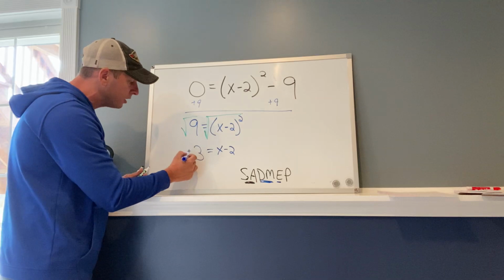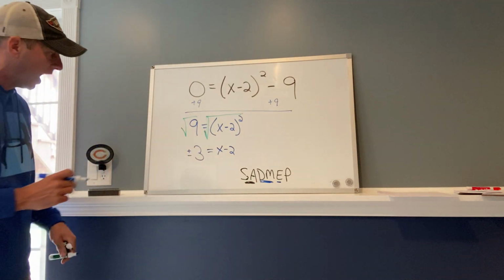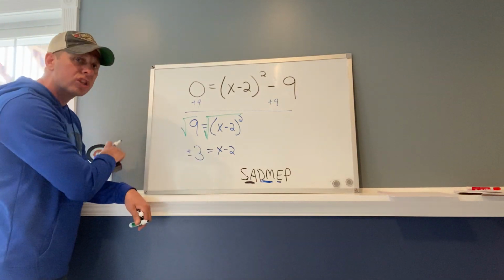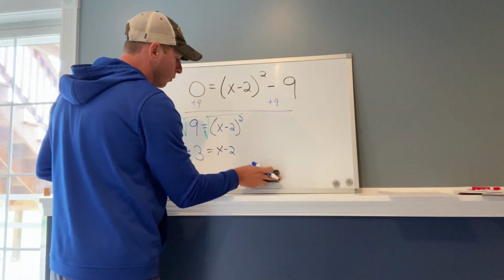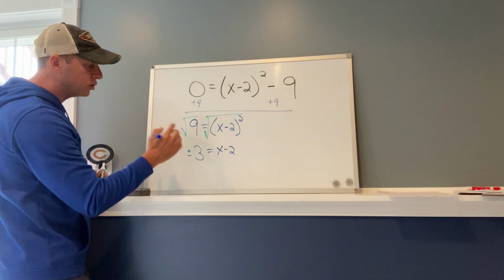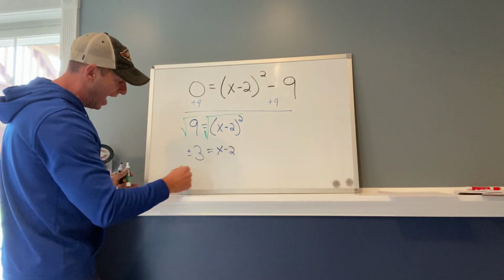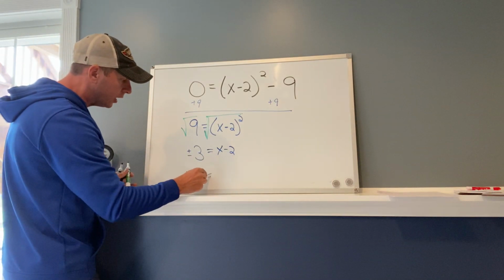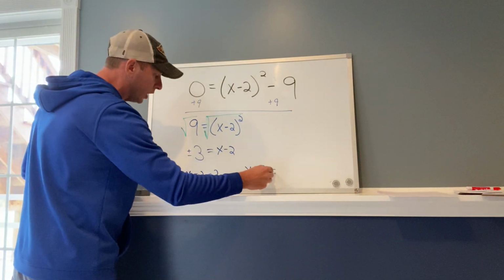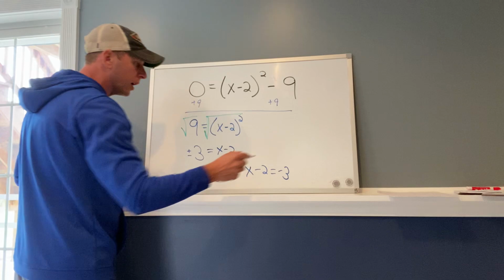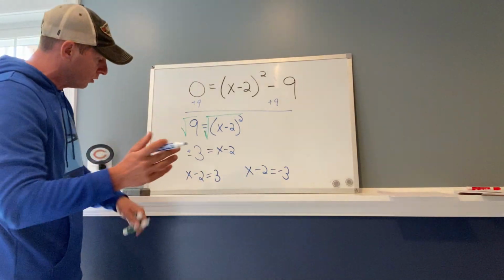So we write plus or minus 3 in front of that, just to show that we have two separate answers for the square root of 9. -3 and +3. And then what happens is you write two separate equations. X minus 2 equals the +3, and x minus 2 equals the -3. Then you solve each one of those equations.